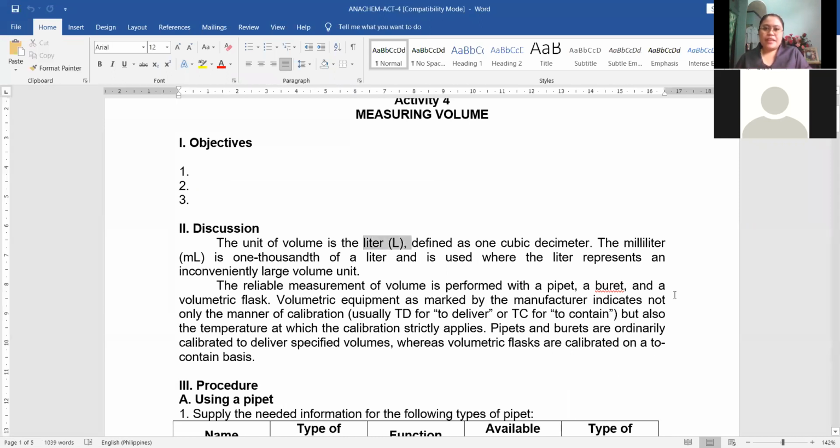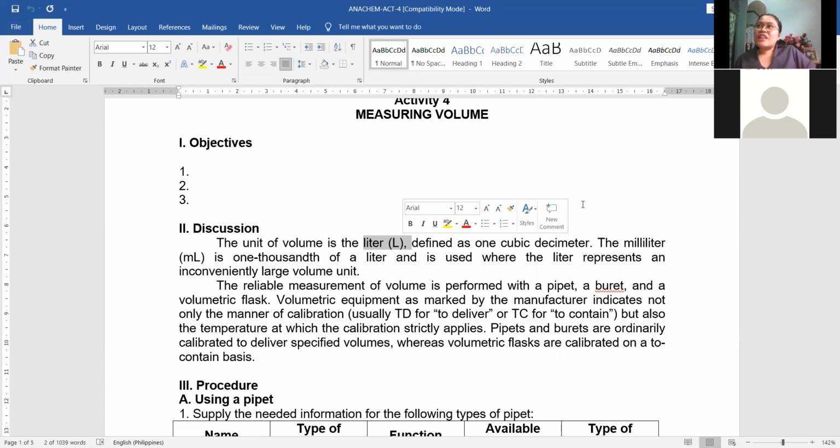Okay? Ang ginagamit natin na unit for our volume is in liter. This is defined as 1 cubic decimeter. Though we can also use milliliter or ml, that is 1/1000 of a liter. If we use ml, it's because masyado nang maliit or konti lang yung substance natin, and it will be inconvenient to use the liter, kasi a big unit kasi itong liter na ito. So pwede tayo mamili, either we use the liter or we use the ml.